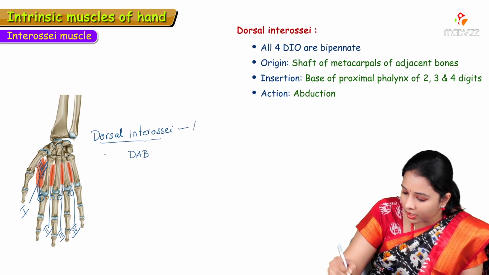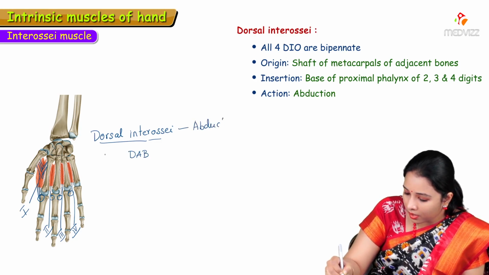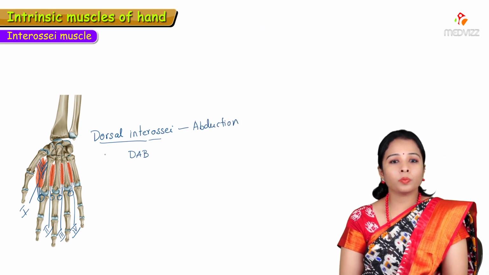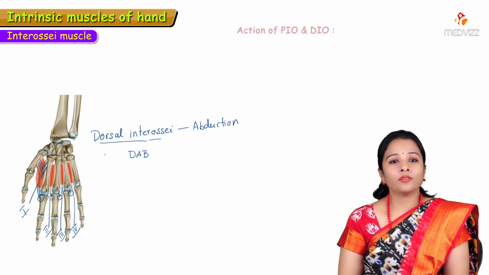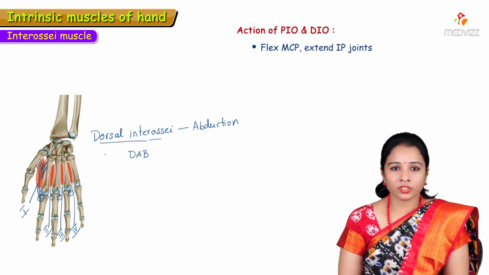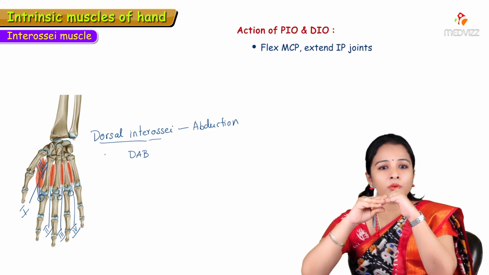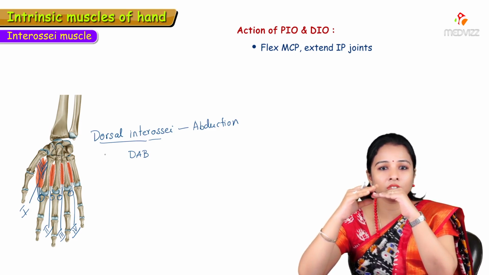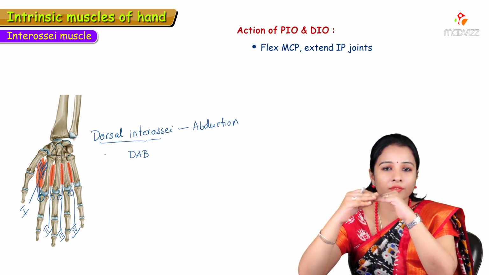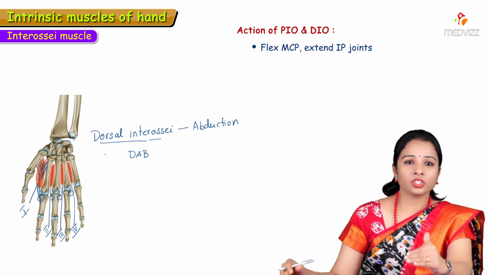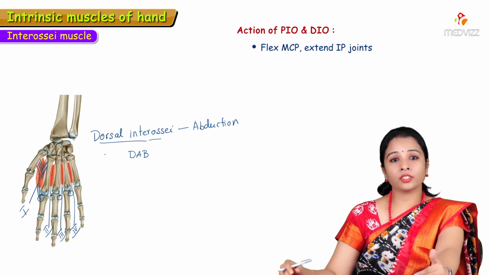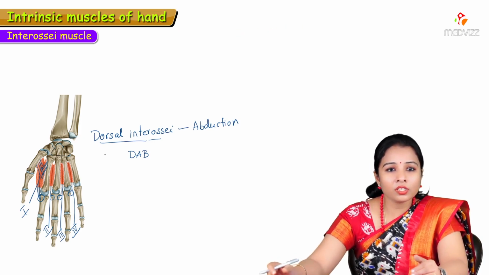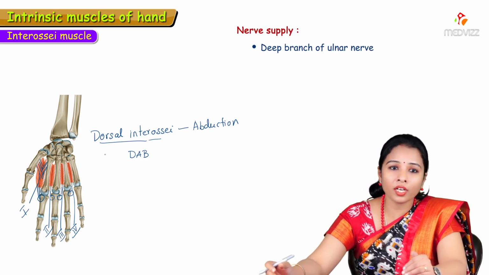So dorsal interossei helps in abduction of the fingers. Apart from abduction and adduction, both palmar and dorsal interossei flex the metacarpophalangeal joints and extend the interphalangeal joints of the second, fourth and fifth digits. So that is the action of the dorsal and palmar interossei apart from abduction and adduction. And these interossei are all supplied by the deep branch of ulnar nerve.